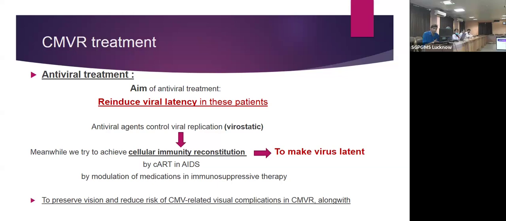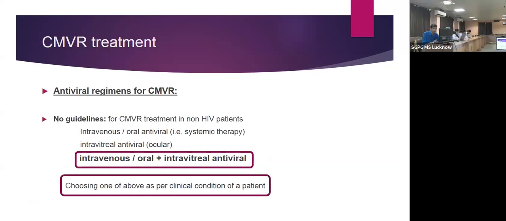But our aim is saving the eye globe first, rather than preserving vision, because that is not possible in most cases. Saving the globe prevents disfigurement of the face. That is our main aim. There are no guidelines available for CMV retinitis treatment. The most common way of treating these patients is antiviral agents by intravenous infusion plus or oral, along with intravitreal antivirals.